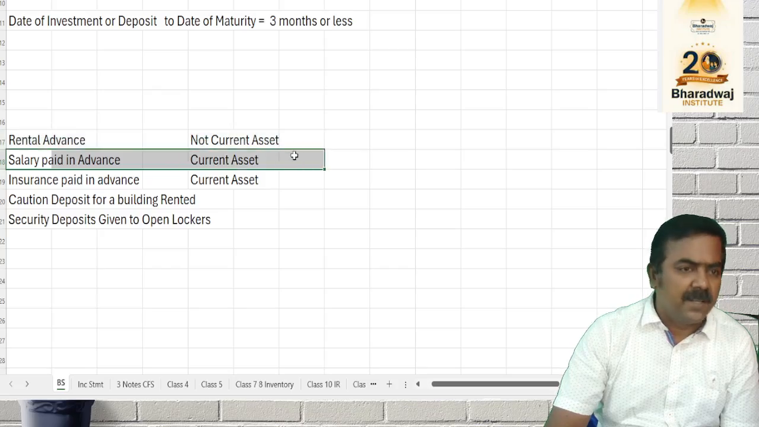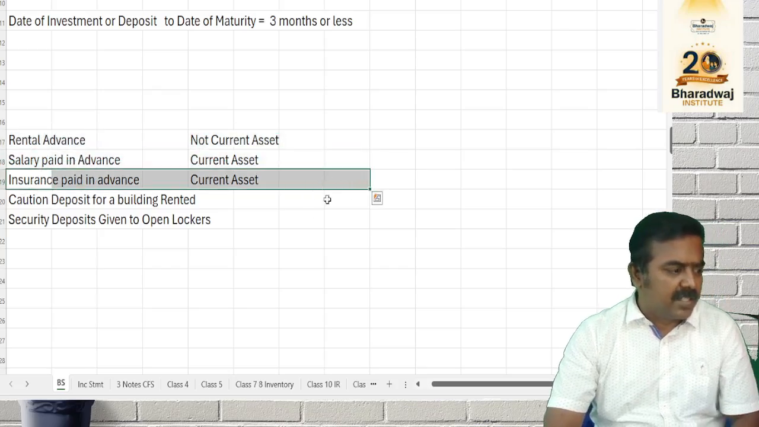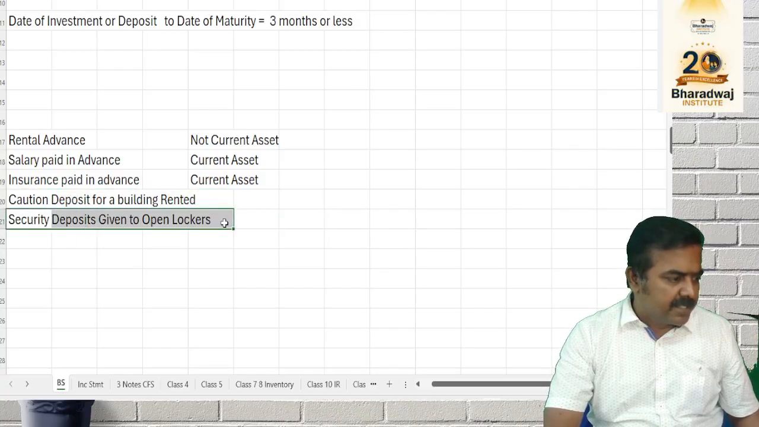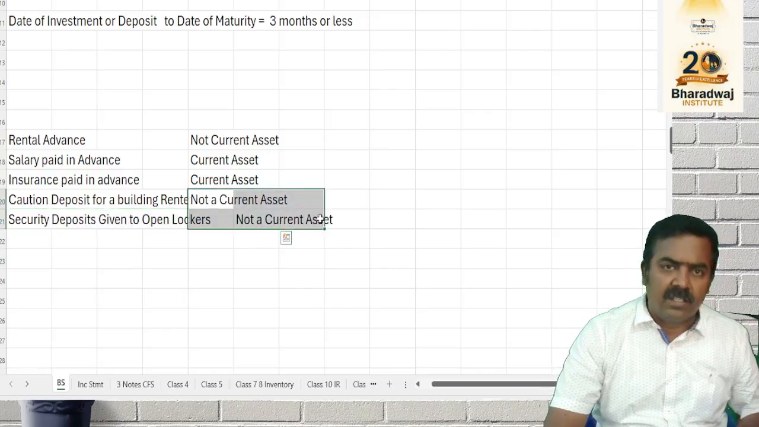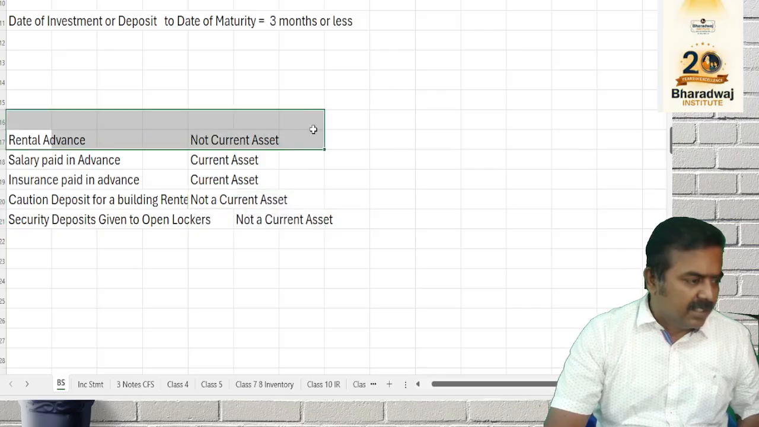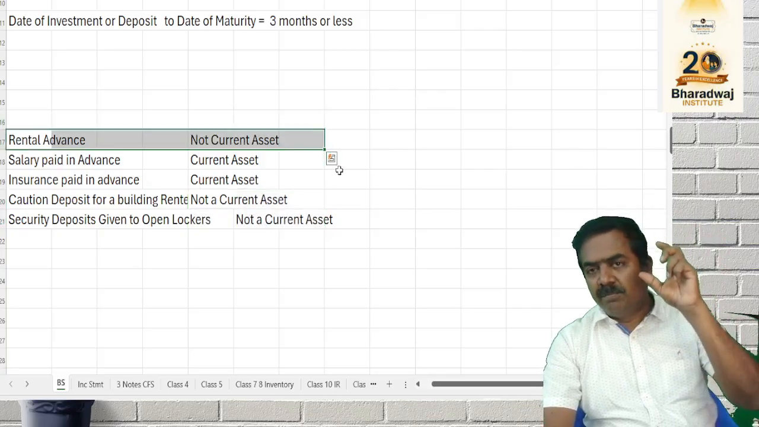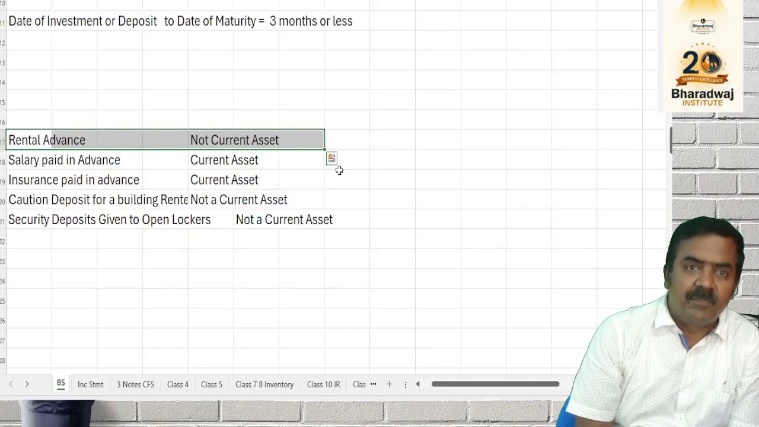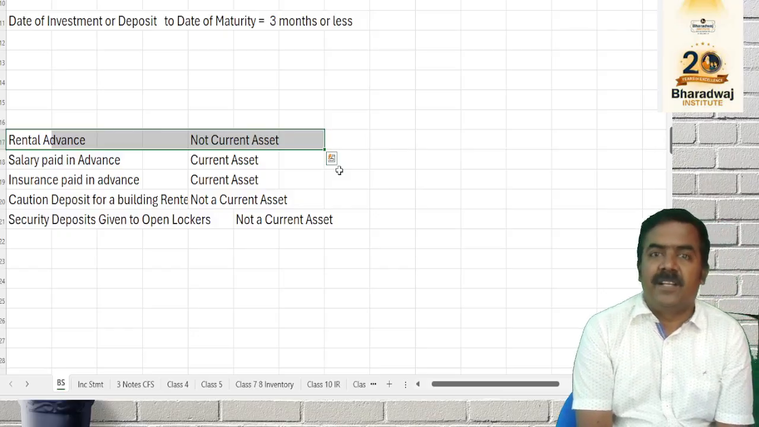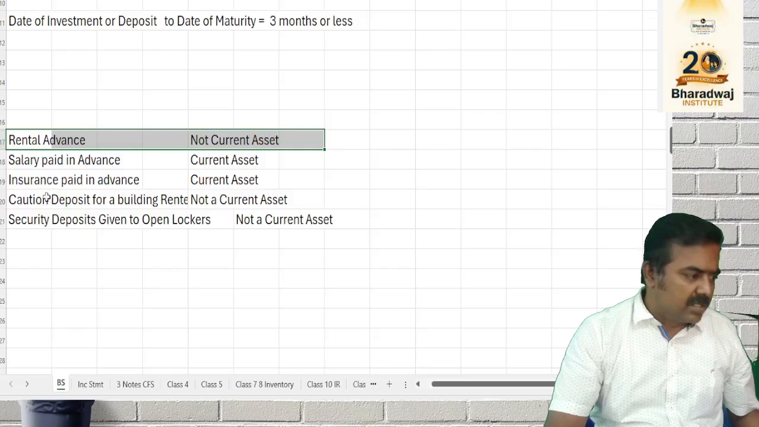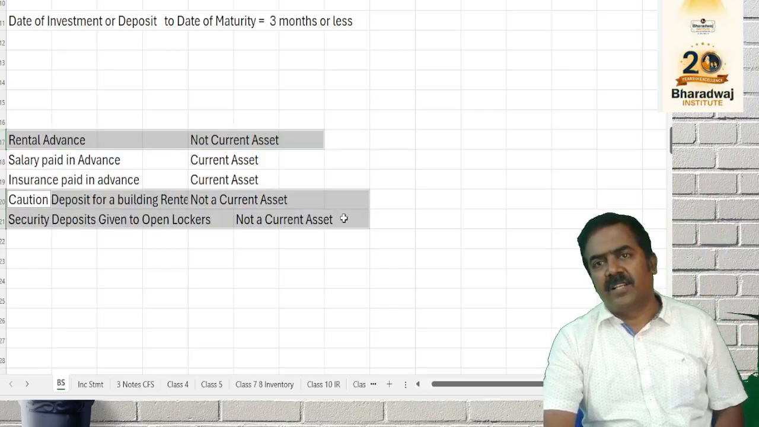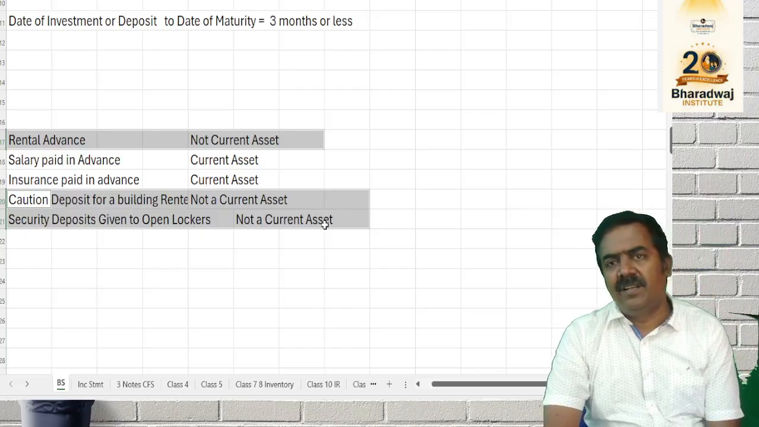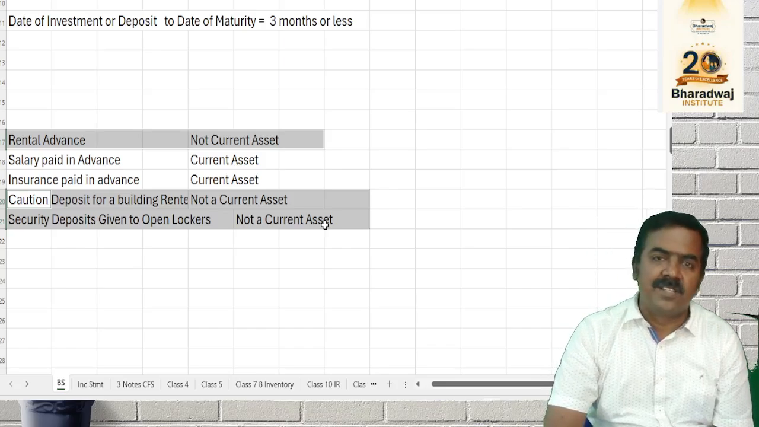Salary paid in advance is a current asset. Insurance paid in advance is a current asset. Any caution deposit for a building rented or security deposit given to open lockers are which one? Non-current assets. Because the principle of classifying into current and non-current depends on convertibility into which one? Convertibility into cash within one operating cycle. So rental advances and these two are not convertible into cash within one operating cycle. Otherwise, they are like permanent assets with you. They will be there as long as you continue to run the business.